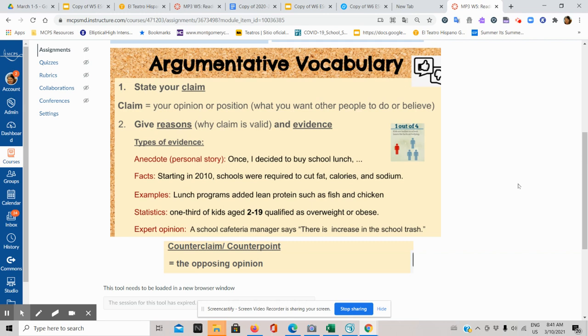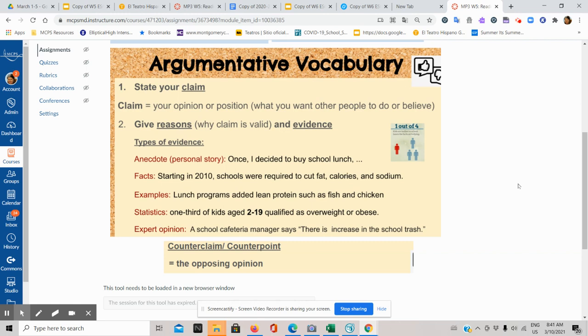Once I decided to buy a school lunch, and when I arrived there, I saw, etc. Facts. Starting in 2010, schools were required to cut calories and sodium. This is not a statistic because it doesn't include how many schools or the percentage of schools. It's just a fact that in 2010, schools were required to cut fats, calories, and sodium.